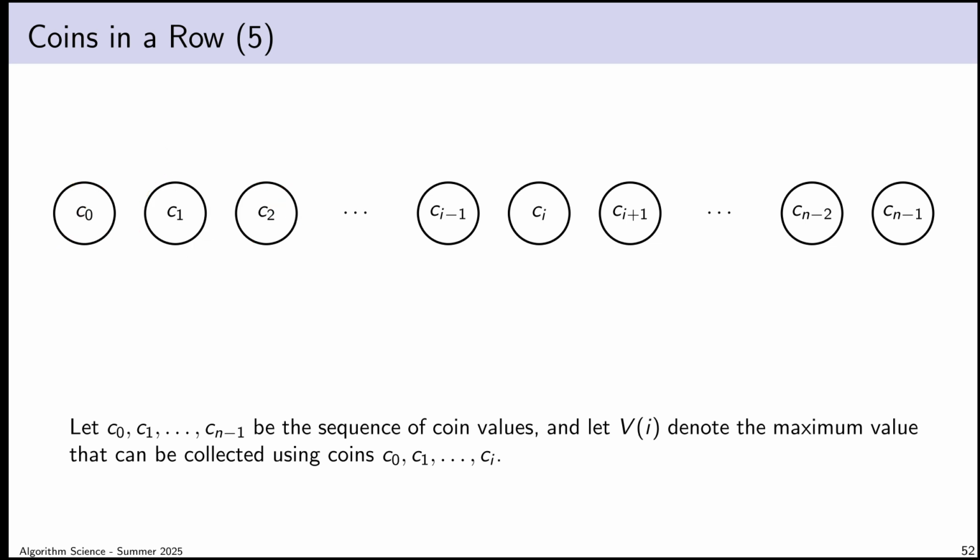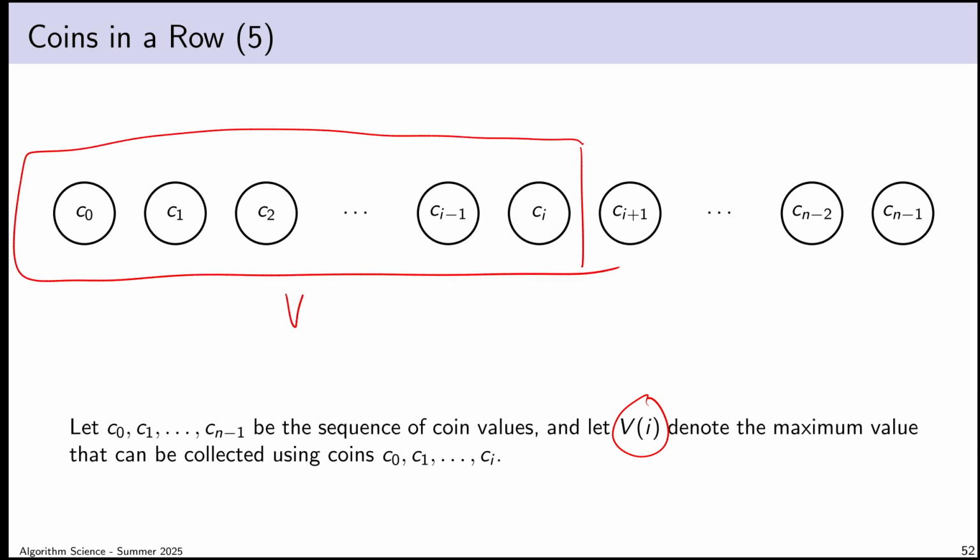I'm also going to define a function v. And the function vi is the maximum value I can obtain by picking up coins between C0 and Ci inclusive. So up to and including Ci, what is the maximum value I can get? Of course, I have to follow the rules. I can't pick up 2 coins in a row, but vi is the maximum value I can pick up using only those coins.